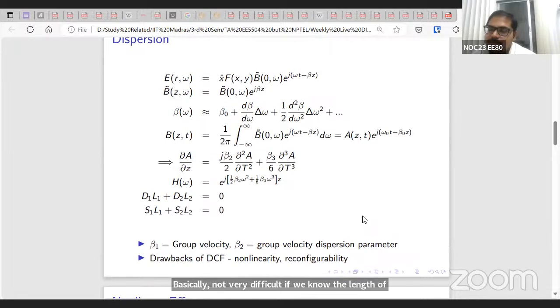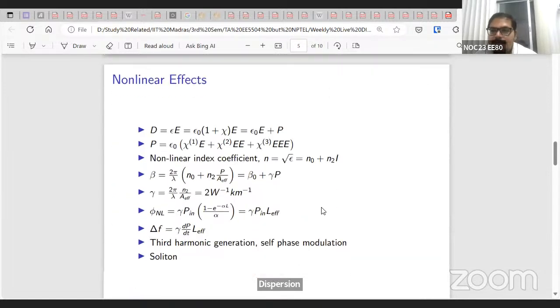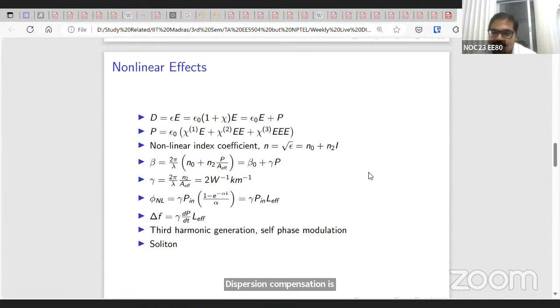So if we have time, we can show you some MATLAB codes and also how this dispersion compensation is carried out. Then we started our discussion on nonlinear effects.